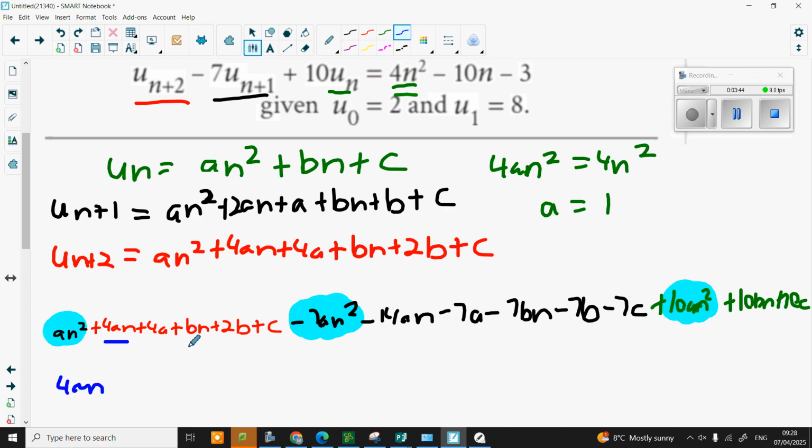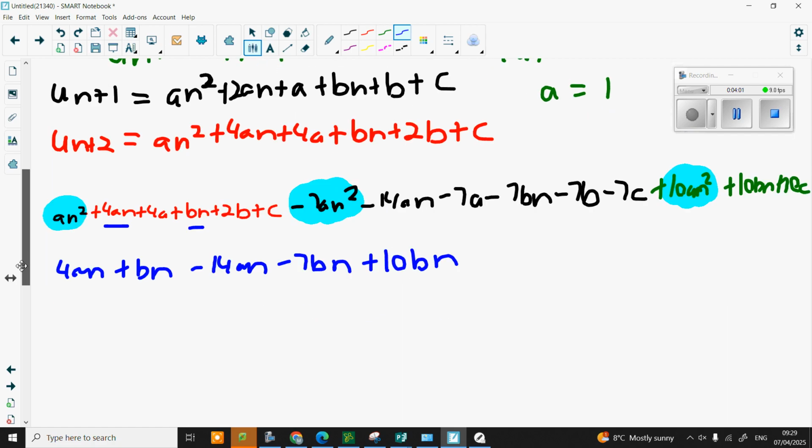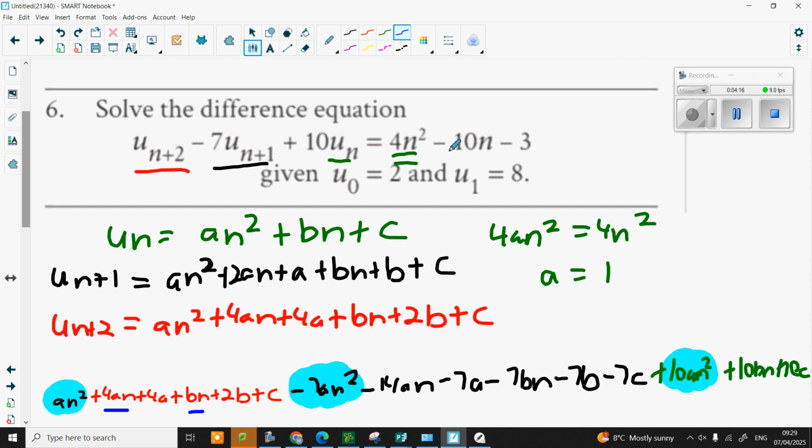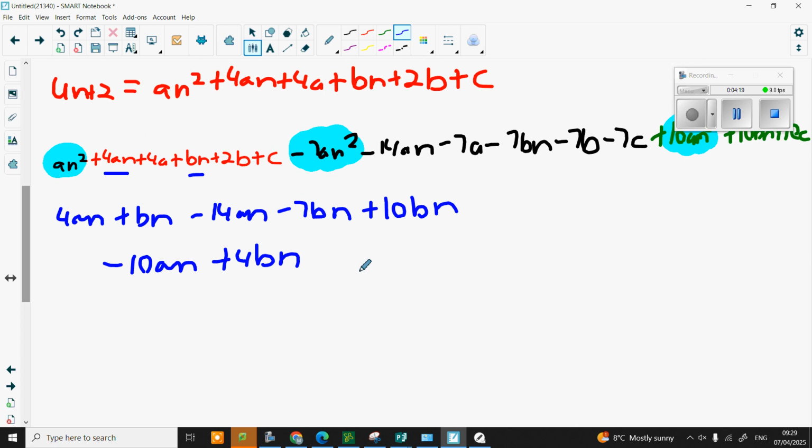4an, bn, minus 14an, minus 7bn, plus 10bn. Okay, systematically going to go through this. It's minus 10an. Plus 4bn. How many n's did I have in my answer? I had minus 10 of them.